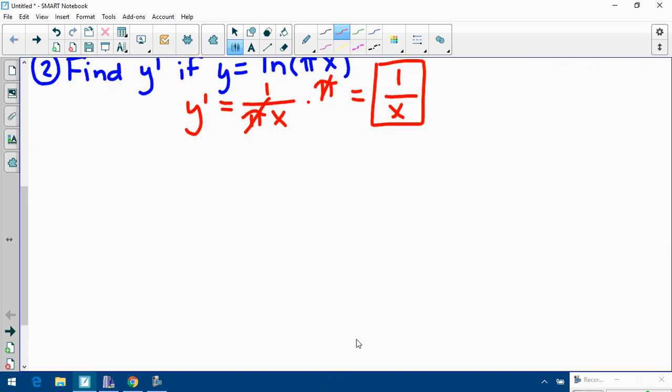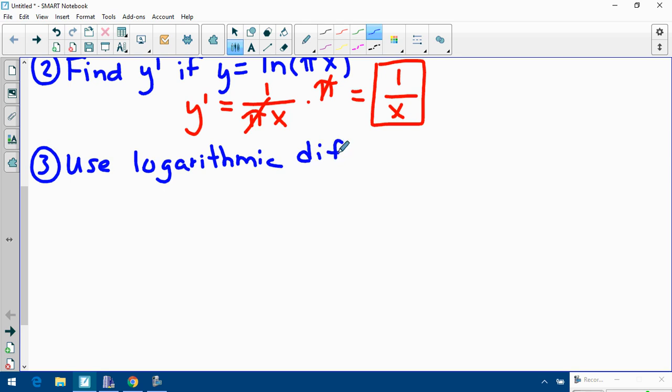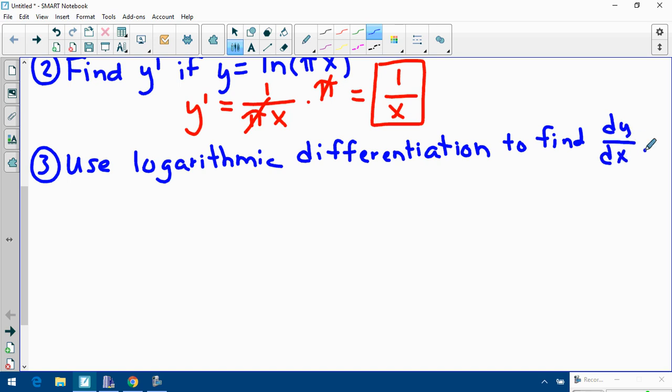Now I want to do a logarithmic differentiation question. So we were doing this near the end of class yesterday. We did a couple examples. This one I'm going to say use logarithmic differentiation to find dy over dx. And we're going to do two of these. The first one will be y equals x to the 4x squared.